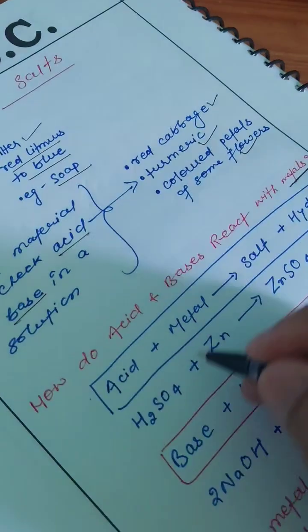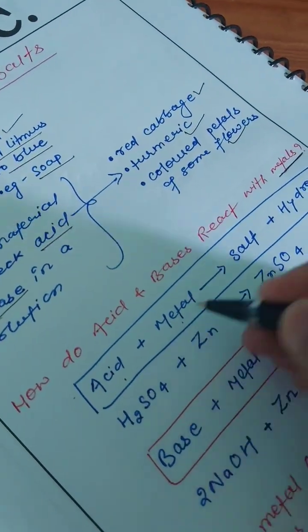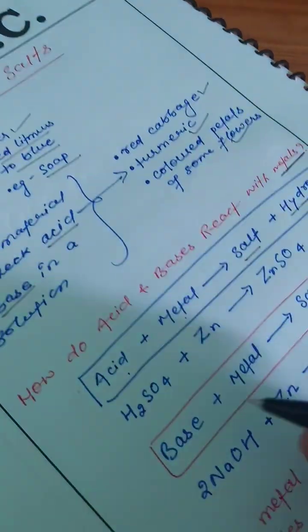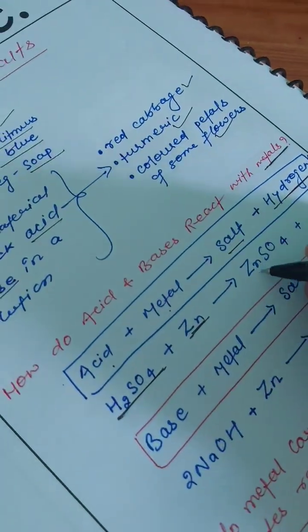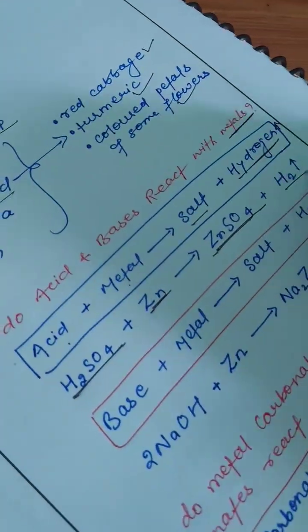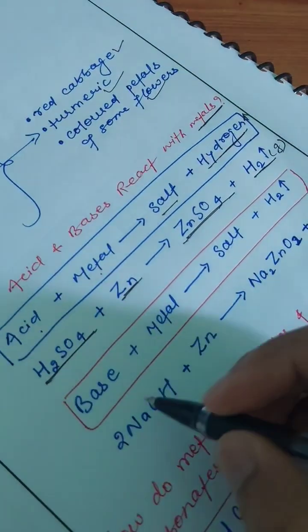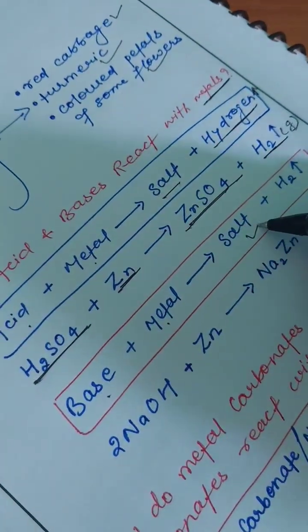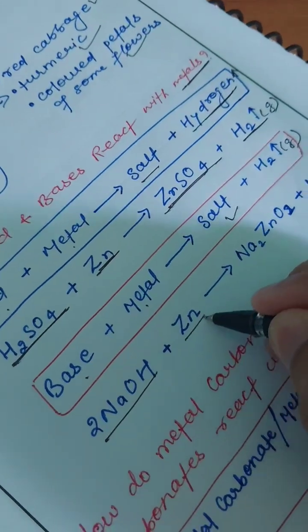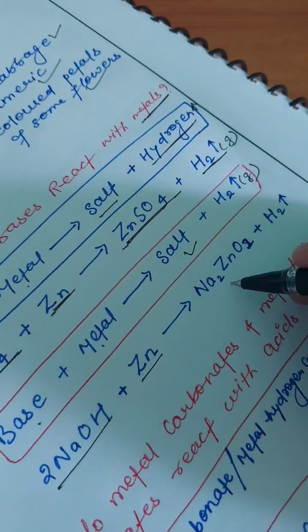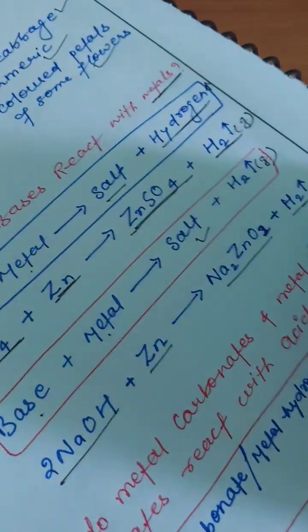Now, when we move further, we will know how acid and base react with metal. When acid reacts with metal, it gives salt plus hydrogen in gas form. Like when sulfuric acid, that is H2SO4, reacts with zinc, it gives zinc sulfate, that is ZnSO4, plus hydrogen in the form of gas, right? Similarly, when base reacts with a metal, it also gives salt plus hydrogen gas. Like sodium hydroxide plus zinc gives Na2ZnO2 plus H2.